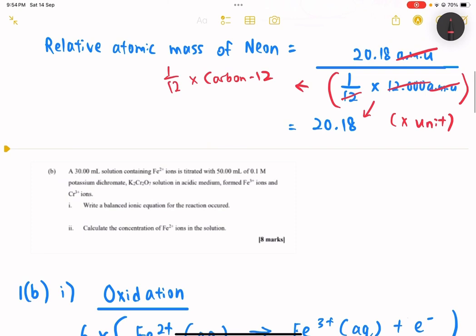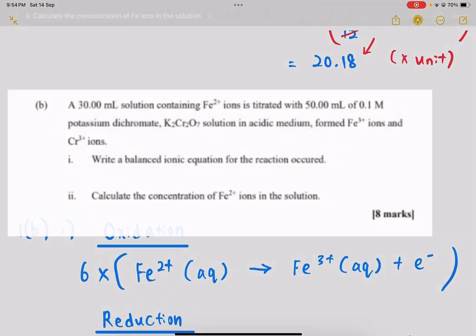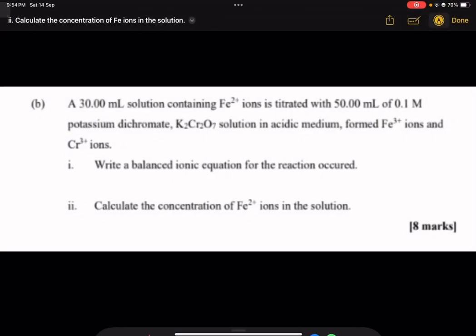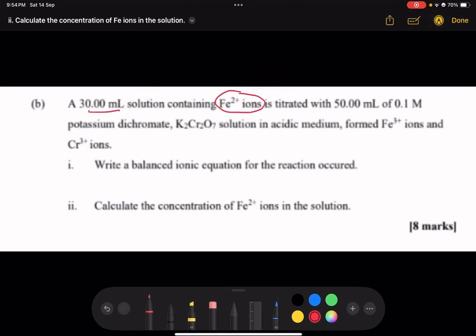For the next question, B, a 30.00 ml solution containing Fe2+ ion is titrated with 50 ml of 0.1 M potassium dichromate, K2Cr2O7 solution in acidic medium, forming Fe3+ and Cr3+ ions. The first Roman numeral asks us to write the balanced ionic equation for the reaction above. The second Roman numeral asks us to calculate the concentration of Fe2+ ion.